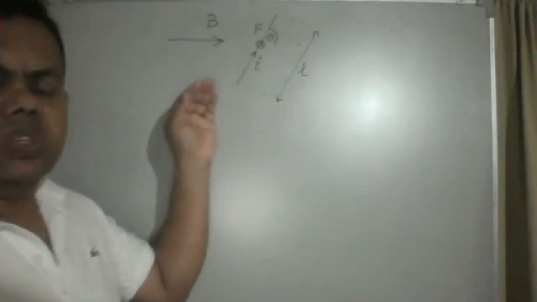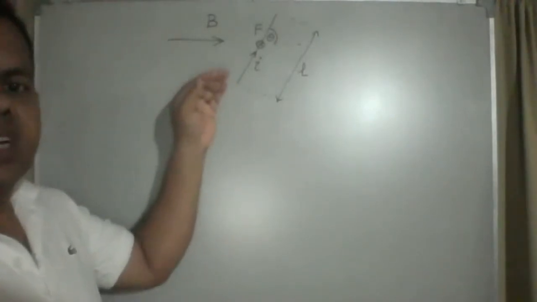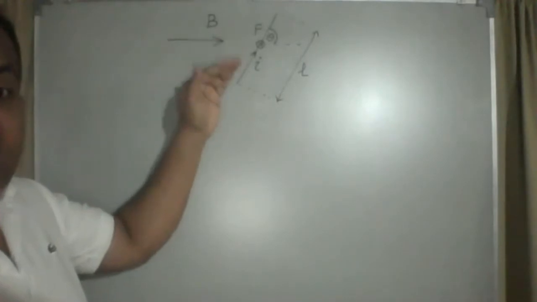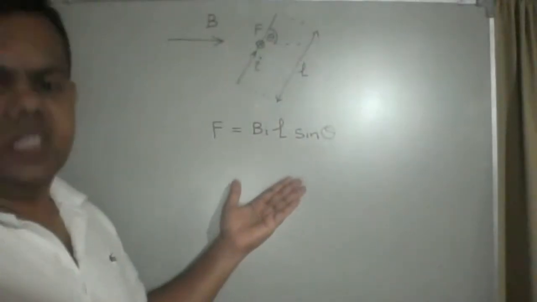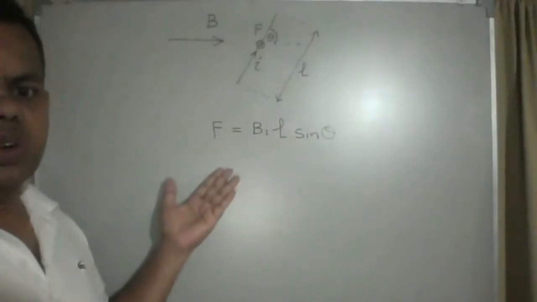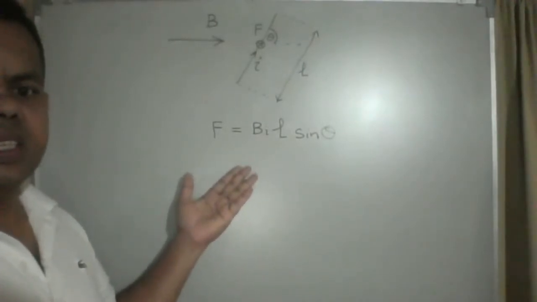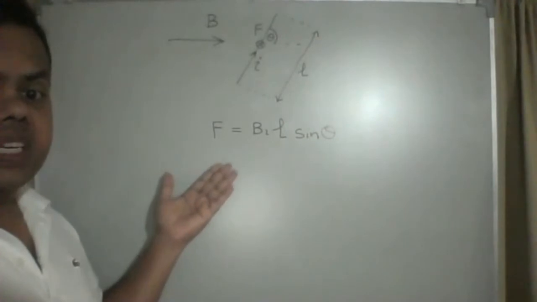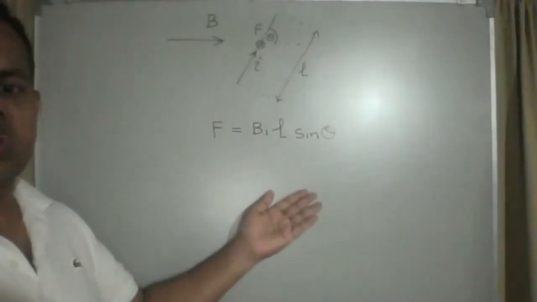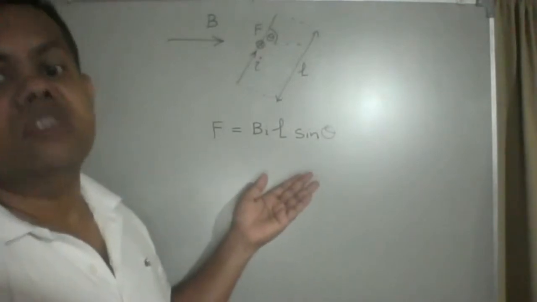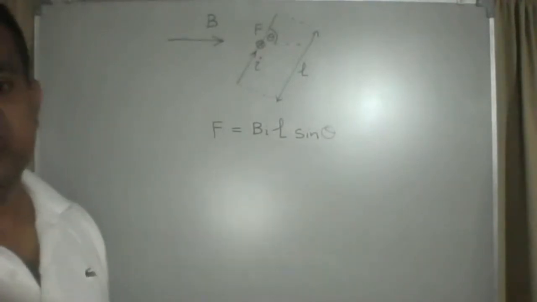magnetic force on the conductor F equals BIL sine theta. This is the general equation for magnetic force on a current carrying conductor. If the conductor is parallel to the field, theta equals 0, and therefore F equals 0.